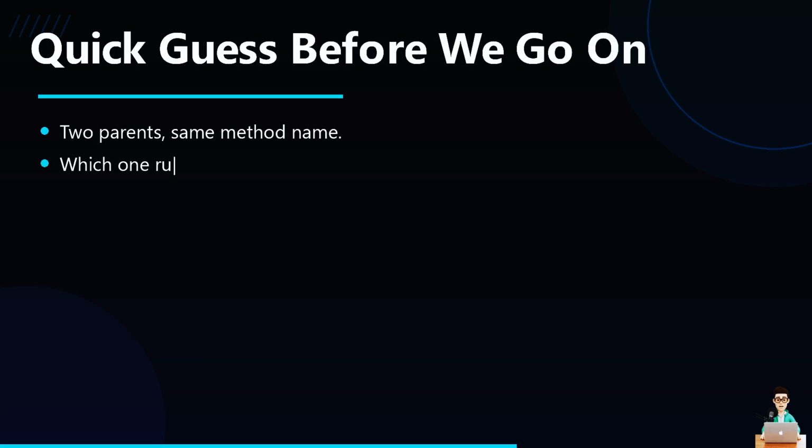Quick one before we move on. Say a class inherits from two parents, and both of them define a method with the exact same name. Which one actually runs when you call it? Take a guess and drop it in the comments, then we'll check it against what Python actually does.